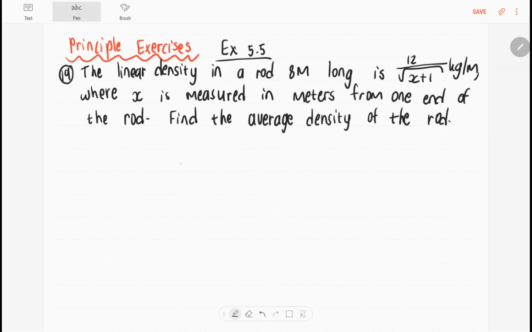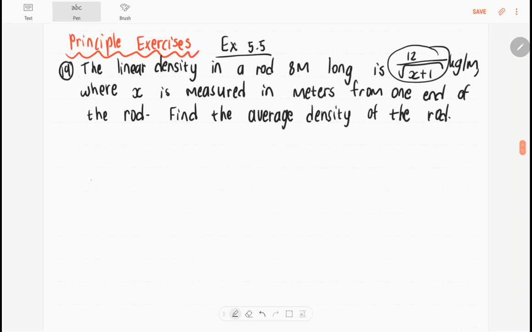So what this is saying is we basically just want to find the average value of this function. So all we need to do is find the average. I'm just going to use a rho, because usually rho is the symbol used for density. We need to find the average, so that's going to be 1 over 8 minus 0 times the integral from 0 to 8 of the function.